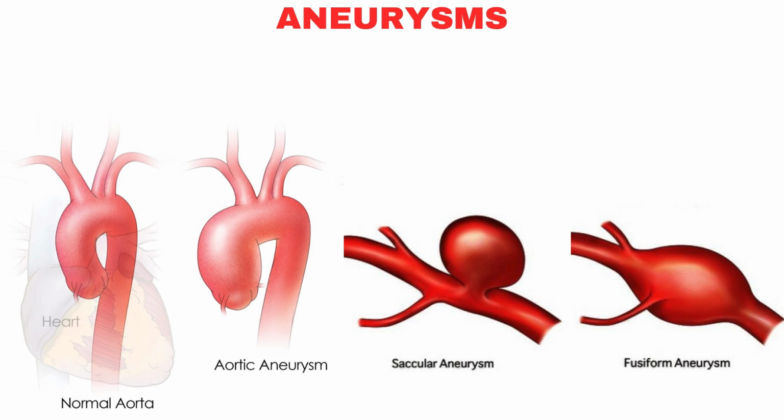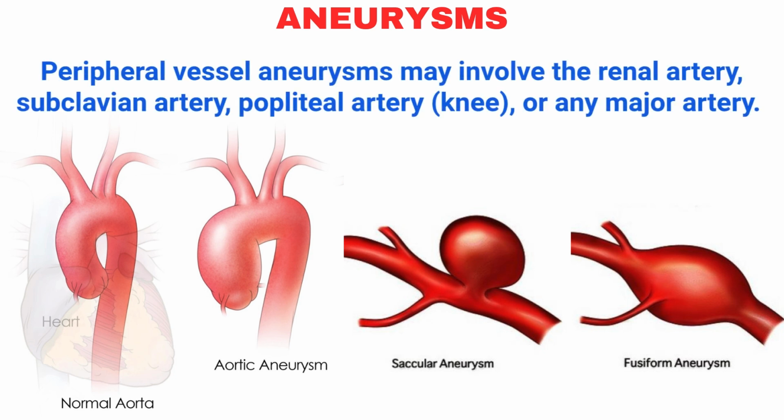The incidence increases with age. Aneurysms may occur in more than one location. The aorta is the most common site for aneurysms. However, they may form in any vessel. Peripheral vessel aneurysms may involve the renal artery, subclavian artery, popliteal artery, or any major artery.